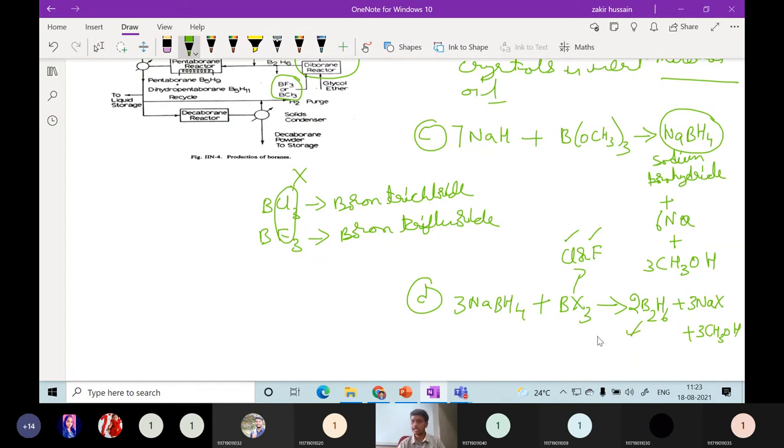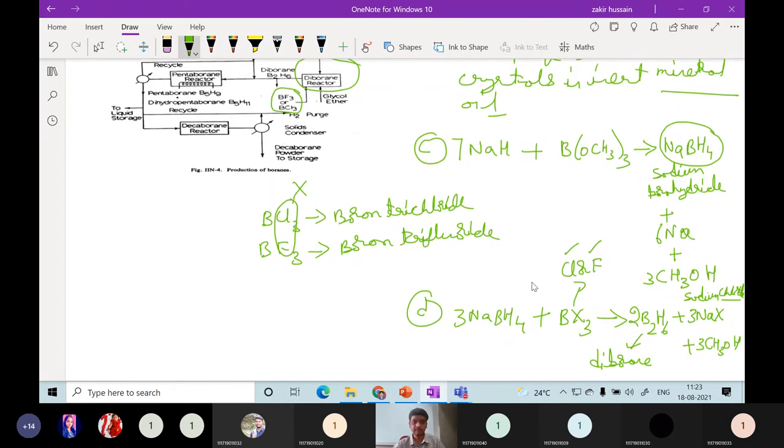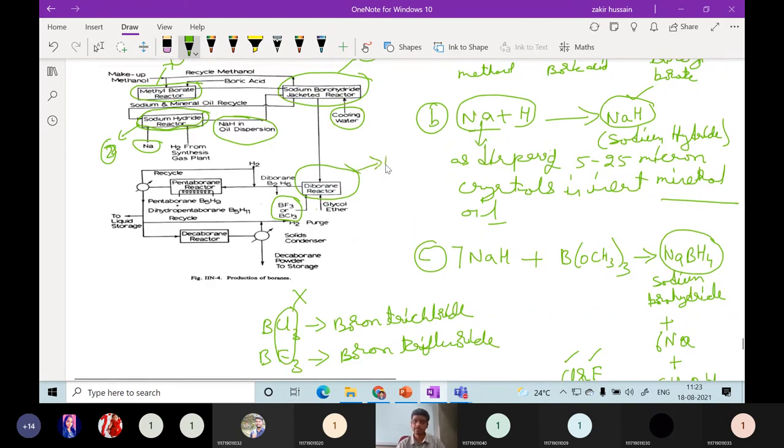So this is called diborane. This is the first boron hydrogen product. Then this is called sodium chloride or sodium fluoride. If X is Cl, then this is sodium chloride. If X is F, it is called sodium fluoride. Then this is methanol. So this reaction D will be formed in this reactor 4.